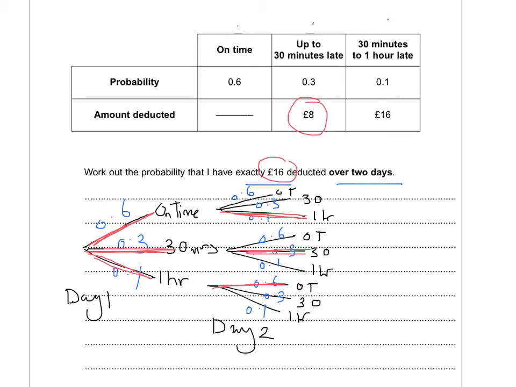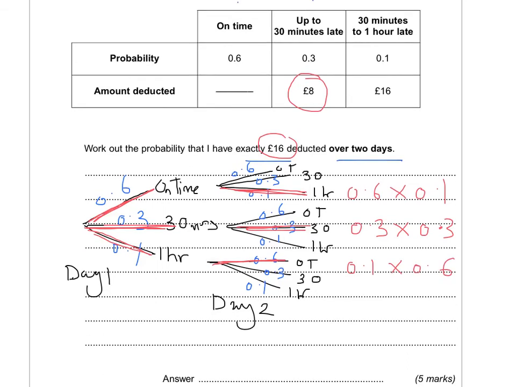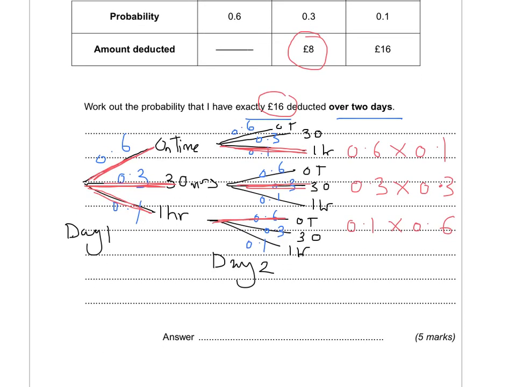Now, this means I have to calculate 0.6 multiplied by 0.1 for this path, 0.3 multiplied by 0.3 for the probability of this path, and 0.1 multiplied by 0.6 for the probability of the third option. I then have to add together the results of these 3 calculations. So that's 0.06 plus 0.09 plus 0.06, which comes to a total probability of 0.21.